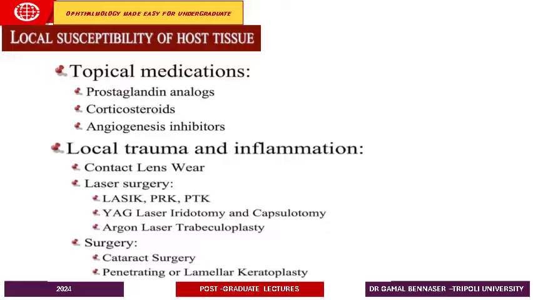Also, it has been reported that after YAG laser iridotomy or capsulotomy, the incidence of recurrence of HSV keratitis increases, and also with the use of argon laser trabeculoplasty, and surgery in the form of cataract surgery and penetrating or lamellar keratoplasty. As I said, they increase the chance of recurrence, may be related to stress to the immune system, and maybe for unknown reasons, they have an increased incidence of recurrence of HSV keratitis.